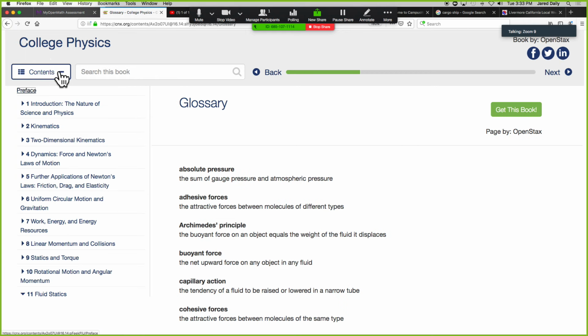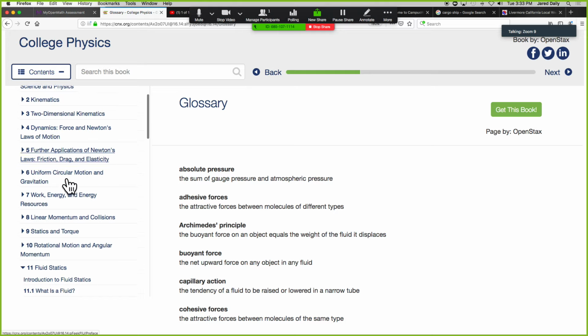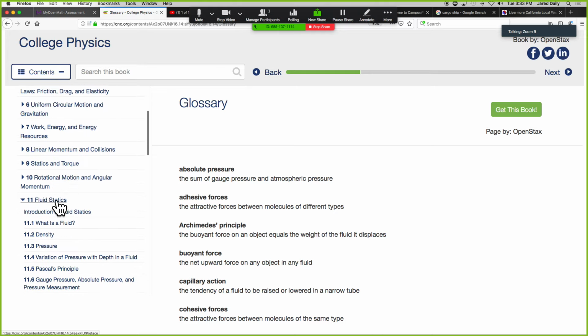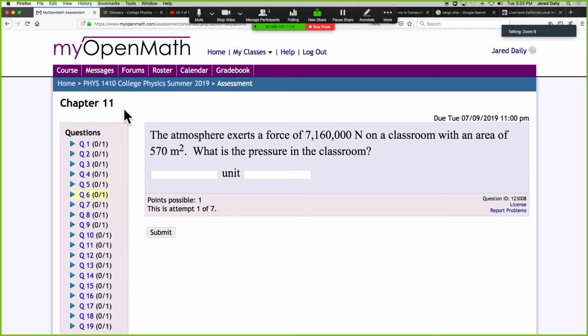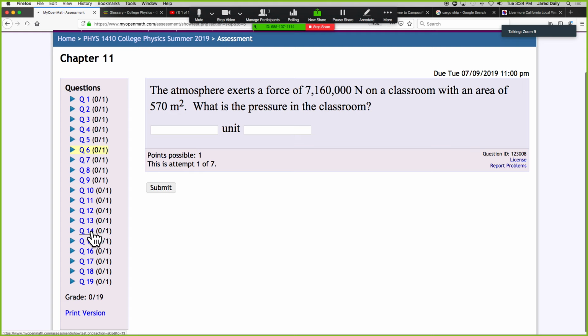So I haven't answered any questions in my open math. I haven't even looked at any in my open math today. But we can answer questions now if you have any about chapter 11. Does anybody have any chapter 11 questions? Number 14.